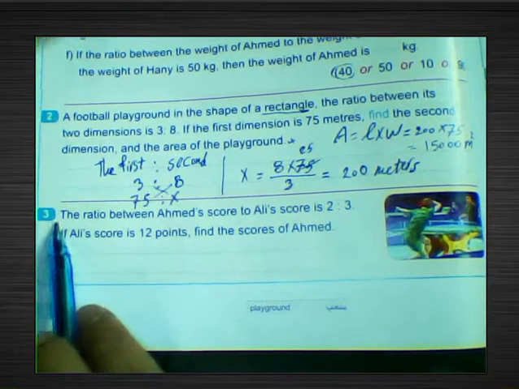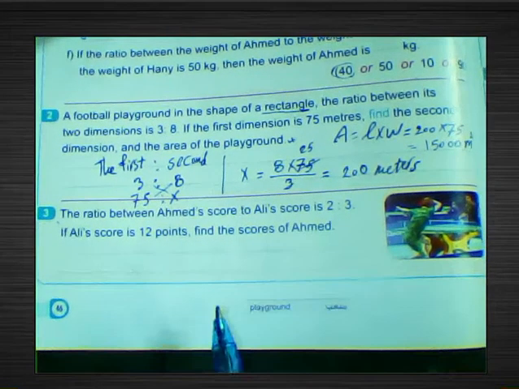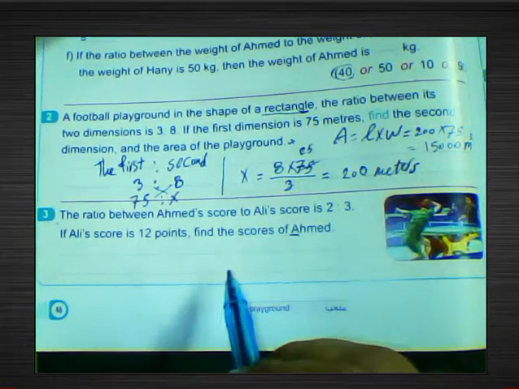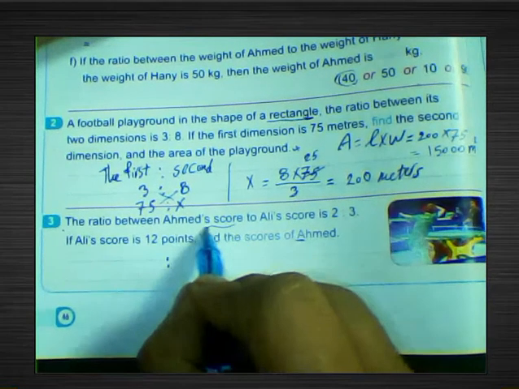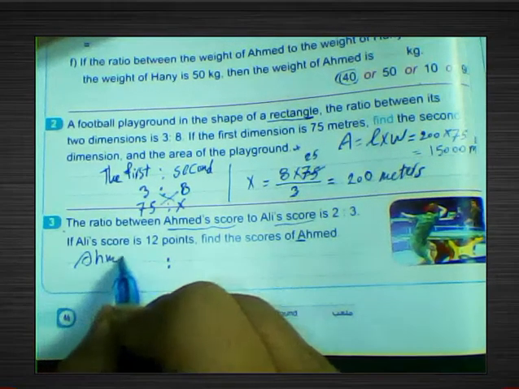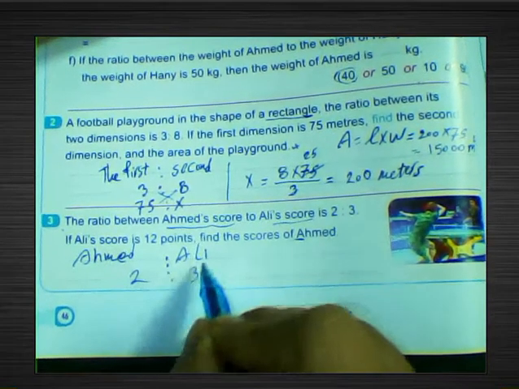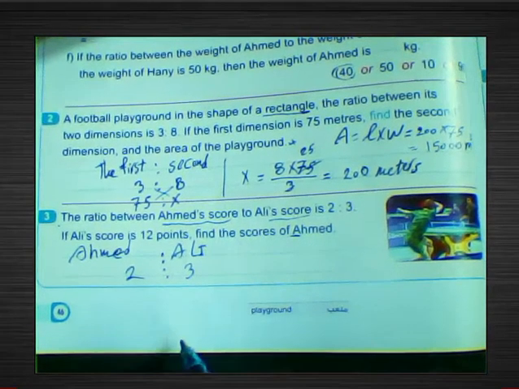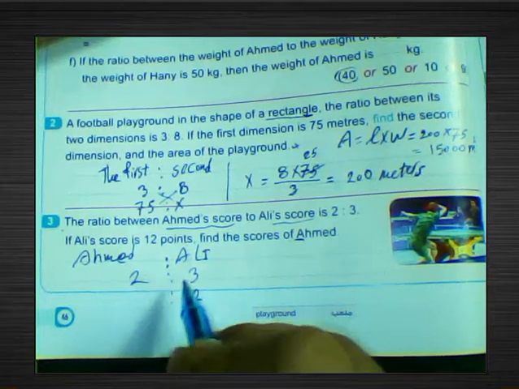Question 3. The ratio between Ahmed's scores to Ali's scores is 2 to 3. If Ali's score is 12 points, find the score of Ahmed. So we write the ratio between the scores, Ahmed to Ali, 2 to 3. It's the ratio between the scores of Ahmed and Ali.